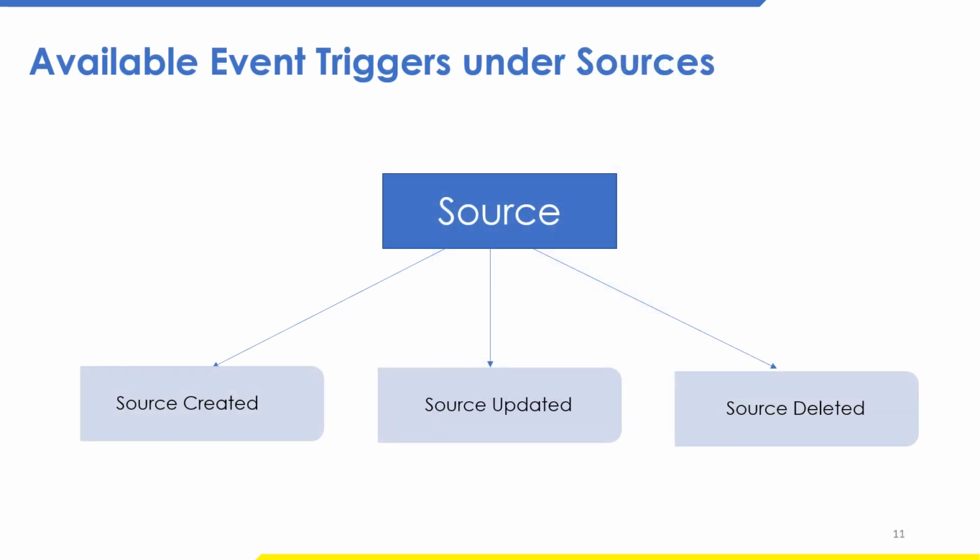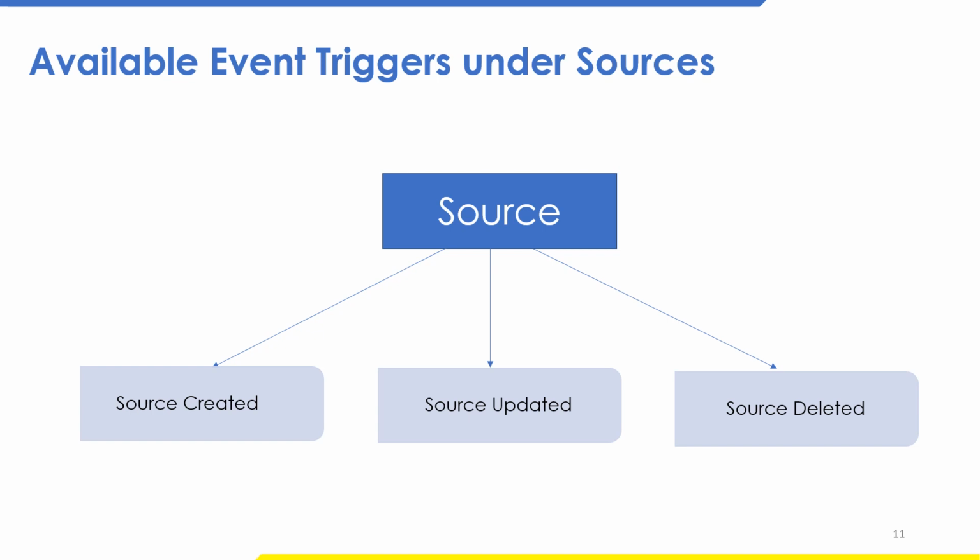In this slide, let's have a discussion of the available event triggers under source. Under source, we have source created, source updated, and source deleted. All these event triggers are fire and forget event trigger types. Source created event occurs when a new source is successfully created via the admin UI or the API.